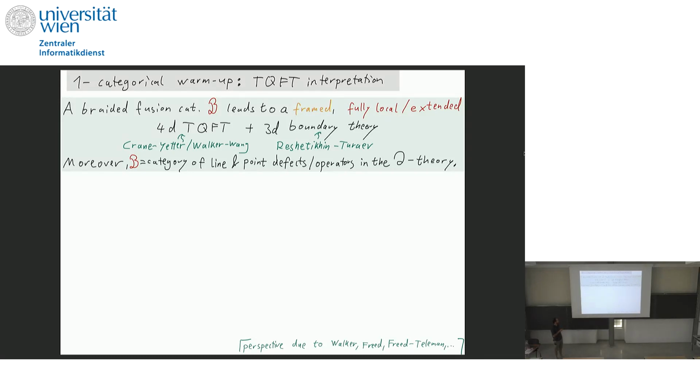Now, the partition functions, at least, of this four-dimensional TQFT were originally constructed by Crane and Reutter, and it is also known in physics as the Walker-Wang model. And the three-dimensional boundary theory is essentially the Reshetikhin-Turaev TQFT constructed from a modular category, which really lives on the boundary of this four-dimensional theory. And moreover, you can actually recover B as the category of line and point defects or operators in the boundary theory. So you have this boundary theory, and you could ask, what are the lines and defects that live in it? And this recovers my original braided fusion category B.